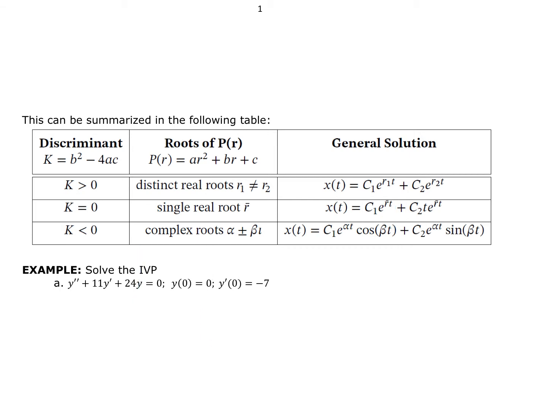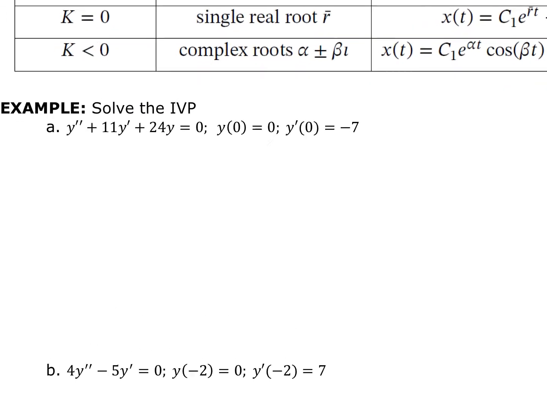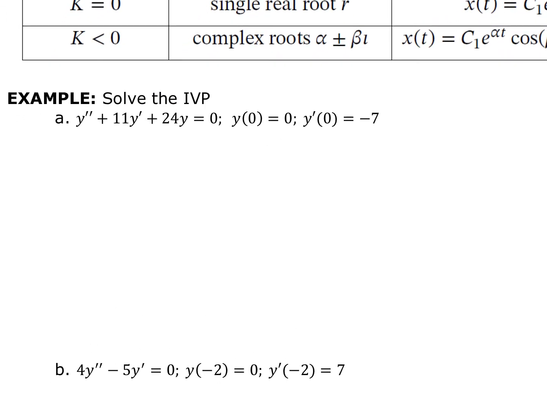So the first thing we're going to do is determine what my characteristic polynomial is for this example. Provided I don't see my independent variable here, whether it's x or t, my characteristic polynomial is going to be all these coefficients on the y double prime, the y prime, and the y. So my characteristic polynomial would be r squared multiplied by 1 plus 11r plus 24.